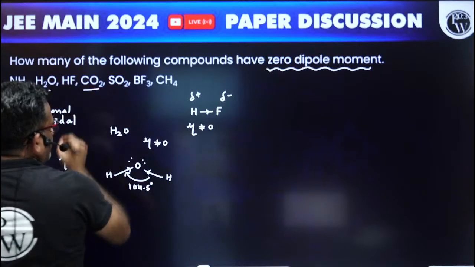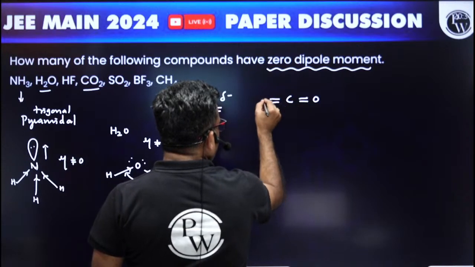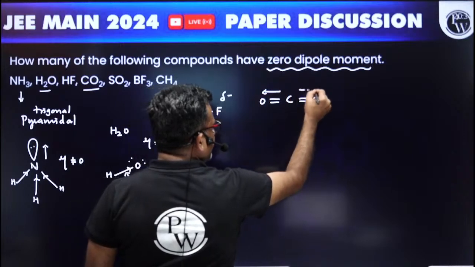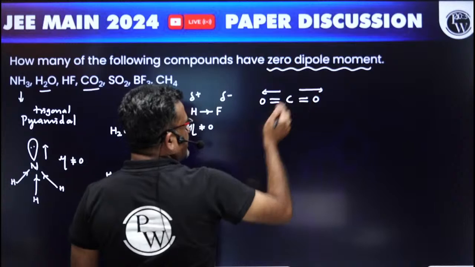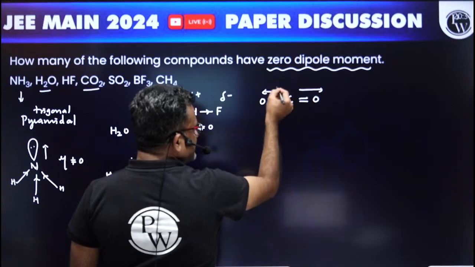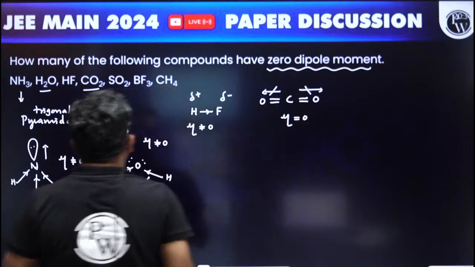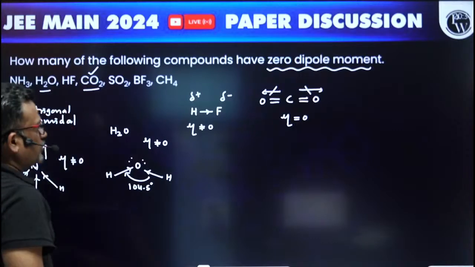Now coming to carbon dioxide. Carbon dioxide has no lone pair of electrons on oxygen. Carbon dioxide is linear. Right, if this is the direction of the dipole moment, the dipole moments get cancelled on both sides, so the net dipole moment would be 0. So carbon dioxide is an example of net dipole moment being equal to 0.